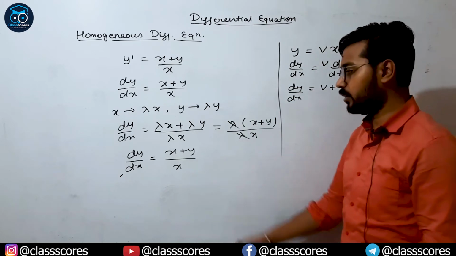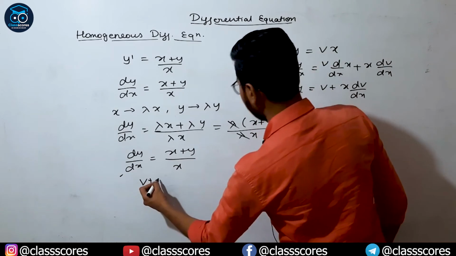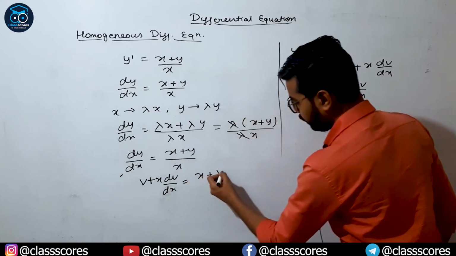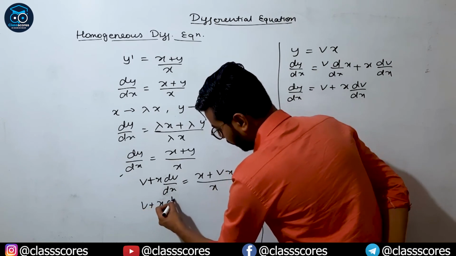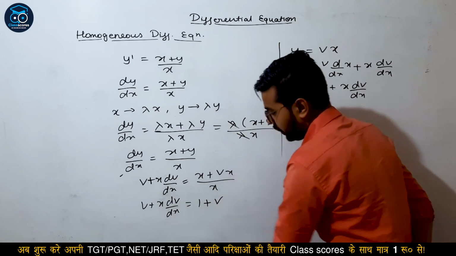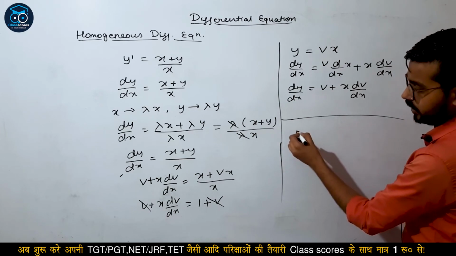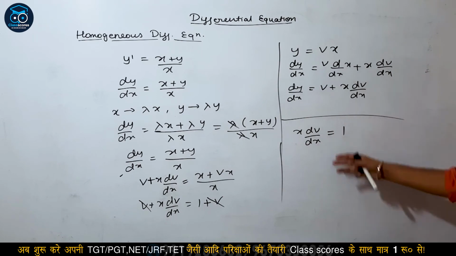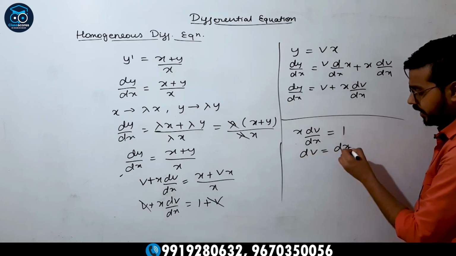Now substitute all the values in the given equation. So the value of dy upon dx is v plus x dv upon dx equals x plus vx upon x. Now simplify this. When we take x common and simplify, we get 1 plus v. v will cancel out. So what we get is x dv upon dx equals 1. Now we are able to separate the function. So just separate it out. It will become dv equals dx upon x.